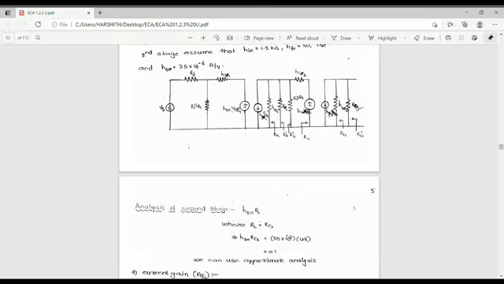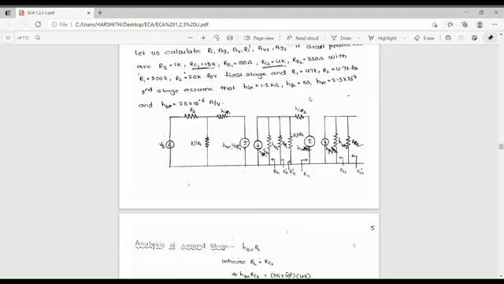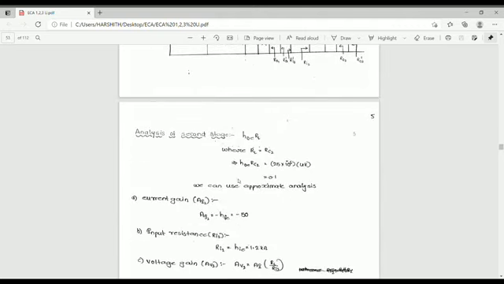AI2, the current gain. This is the voltage source and this is the second stage current. So AI2 equals minus HFE, depending on the directions. HFE value is 50. So current gain equals minus HFE, which is minus 50.